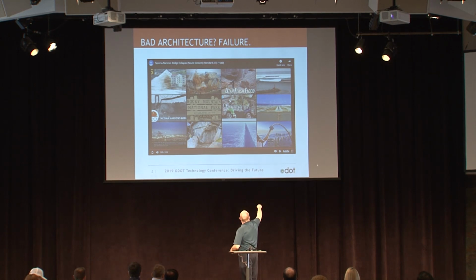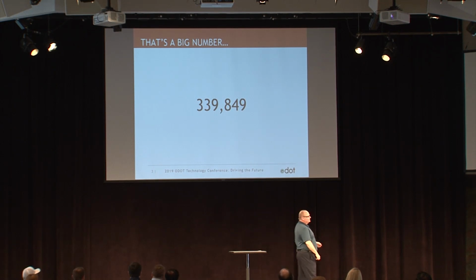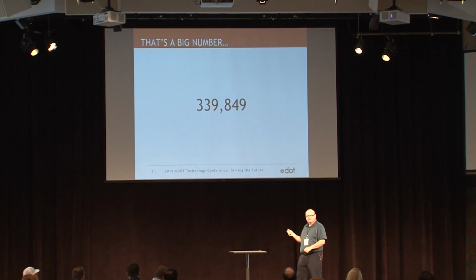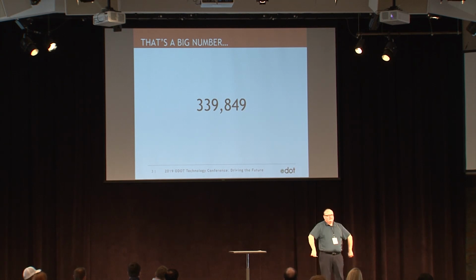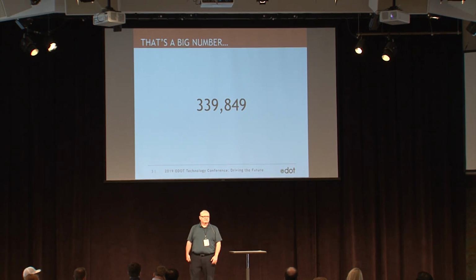Now I get technical failure. 339,849. This has been a day of numbers. This is a big number. This is the number of IT assets statewide that ODOT manages. If it plugs in, has an IP address or a license key, or it has an installer, it's in that number somewhere. And we are essentially responsible for it. That's a pretty overwhelming number, I think, for us to basically just cowboy our way through it.